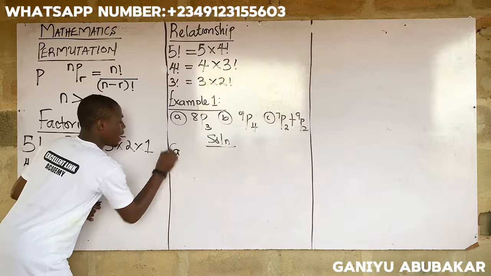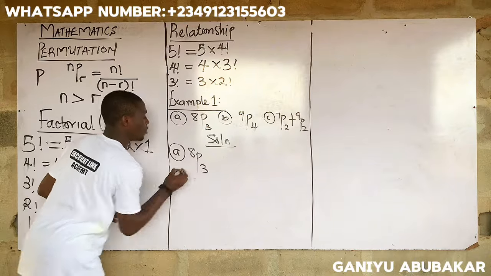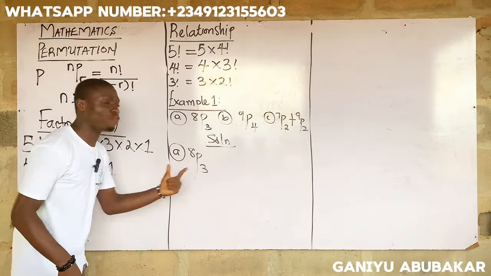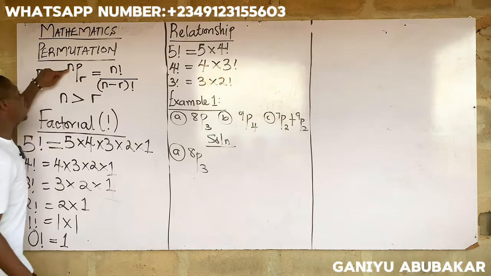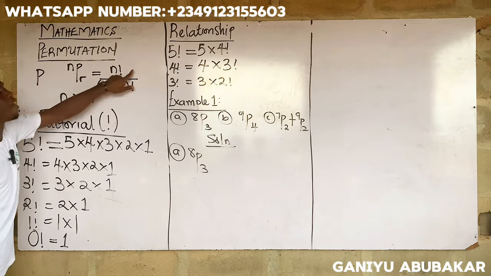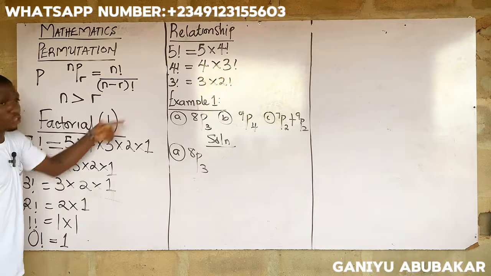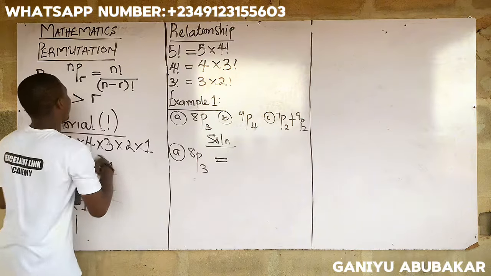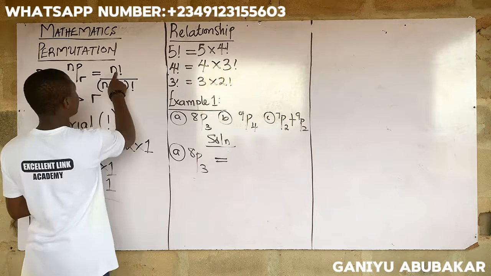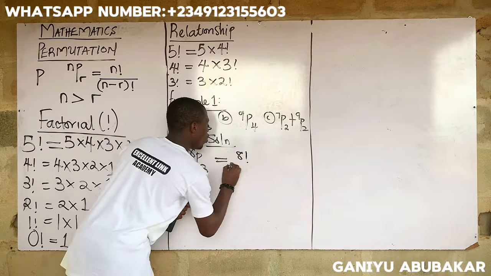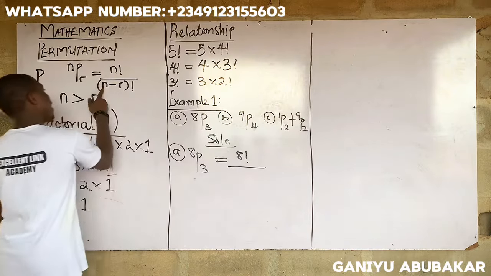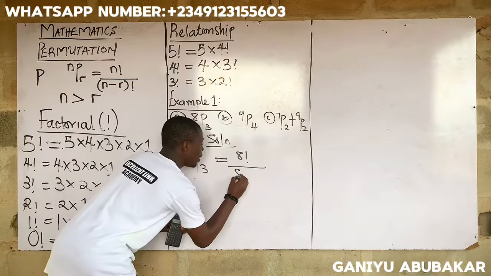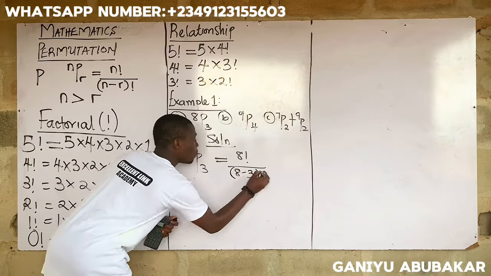For my A, I have 8 permutation 3. Go back to your original expression for permutation. We said n permutation r is equal to n factorial over n minus r factorial. What's your n? n is 8. It becomes 8 factorial over n minus r, so my r is this down number here. That becomes 8 minus 3 factorial.